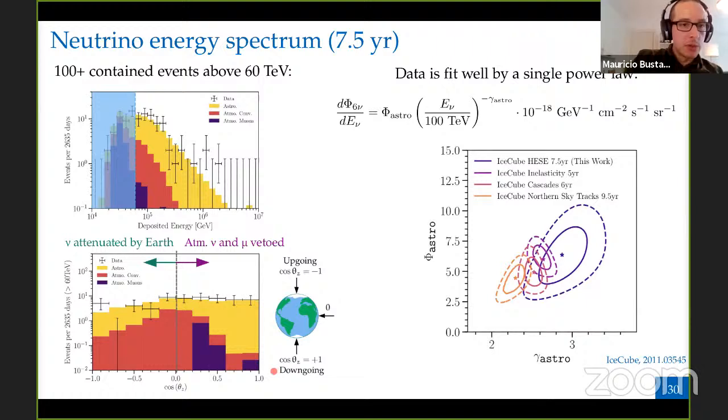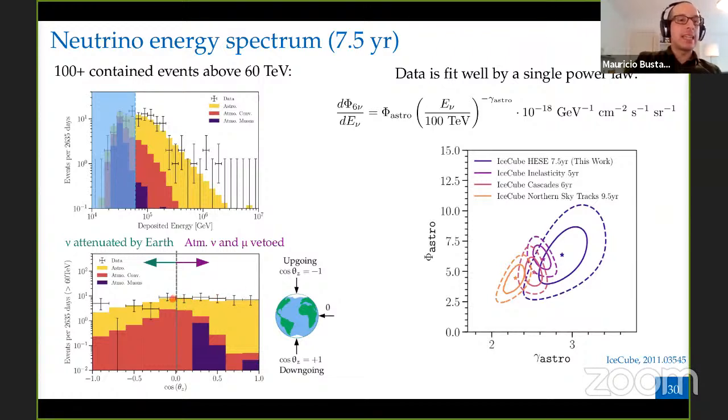So if you look at the positive values of the cosine of the zenith angle, and it doesn't matter really what that means, but it means at this point that these are coming from above, so from the southern hemisphere directly into the South Pole, into IceCube, you see that there's no suppression here of astrophysical neutrinos. Just focus on the yellow band. So they are not suppressed by interacting in, or attenuating inside, the Earth.